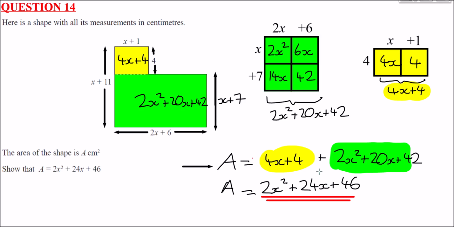The key thing here is show the working carefully, show the examiner you've split it into two separate areas, show algebraically what these areas are, add them together and show you adding them together and simplifying. The examiner can't mark you down if you show clear methods like I have and then write down 2x squared plus 24x plus 46 as your conclusion, which is what we wanted to show all along.